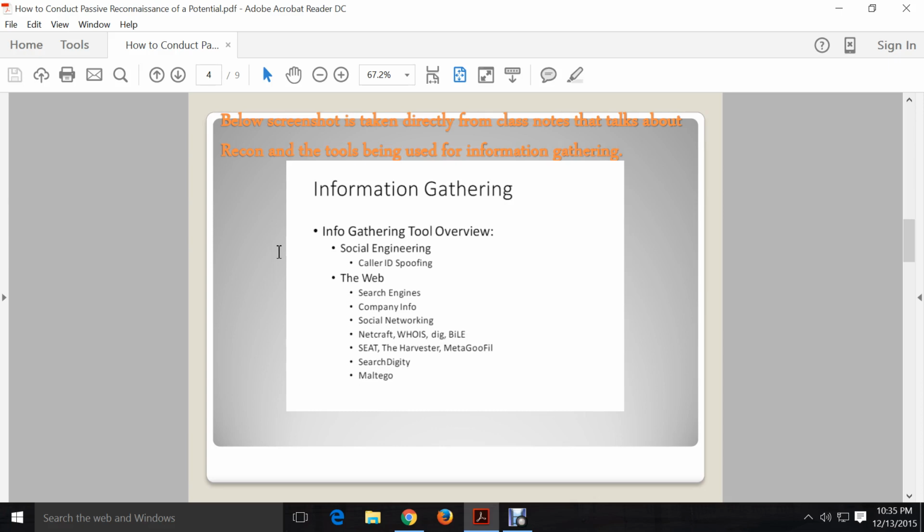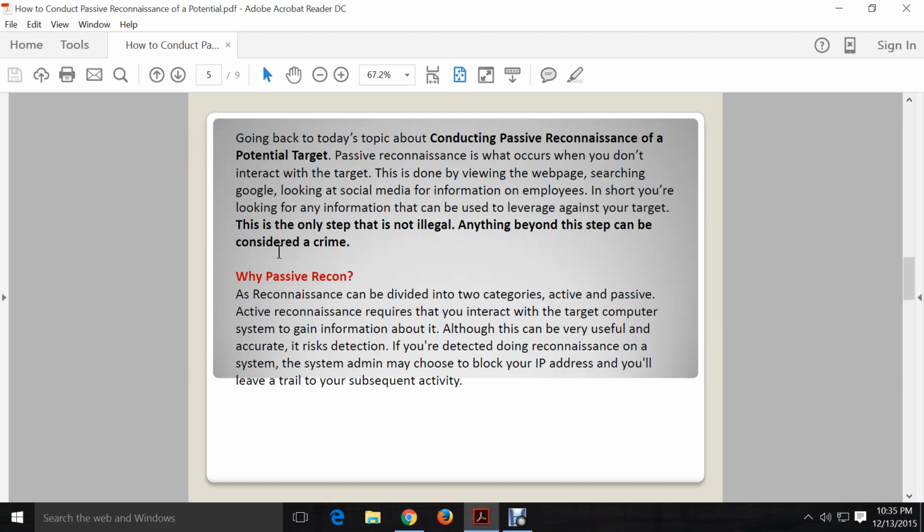Now again, this is a slide I took from our class notes. In the beginning of the semester we started off on recon, how important recon is, and what tools and software we can use for this specific purpose. So it's a listing of some of the tools that we used in our semester from start to beginning. Now going back to today's topic, conducting passive recon of a potential target.